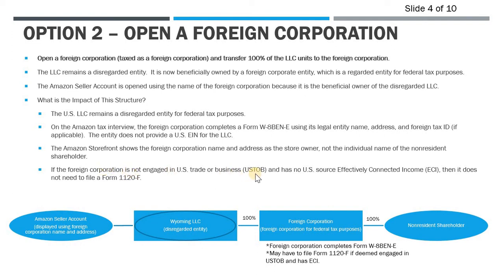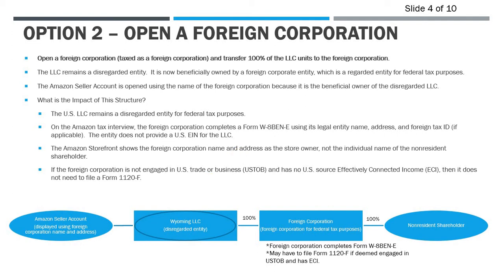Okay. Now, as far as filings go, if the foreign corporation is not engaged in a U.S. trade or business and has no U.S. source ECI, then this entity doesn't need to file an 1120-F. If, however, you determine that you are engaged in U.S. trade or business and have ECI, then you're going to have to file. And again, that discussion is beyond the scope of this video. I have other videos that cover those issues, and I always recommend that you have a consultation with a tax attorney that specializes and focuses in this space because it is really a really rigid facts and circumstances test. There is no bright line rule. Okay, so that's option two.